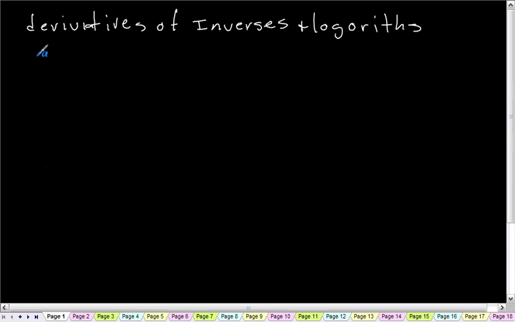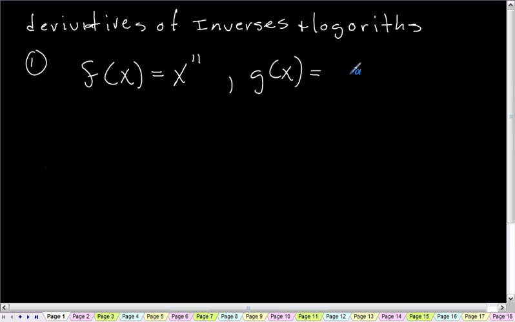Let's do one problem, number 1. They give us two functions. They give us a function f of x, let's say that's equal to x to the 11th. Another function g of x is equal to the 11th root of x. And I want to know if these two are inverses of each other.